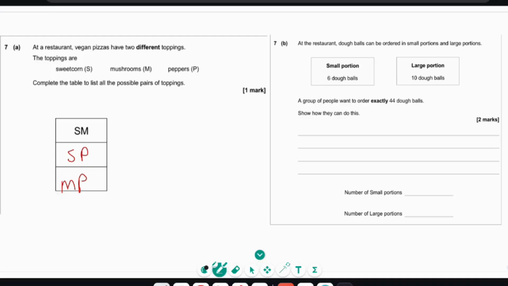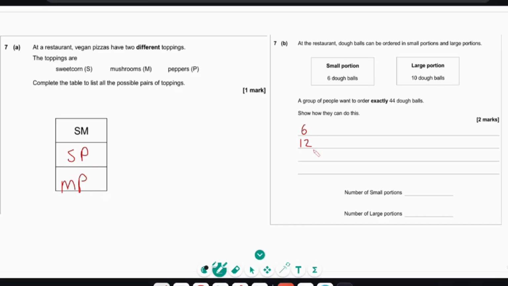Okay, so I want to get into a situation where I keep on adding the large portions of 10 dough balls. So I'm going to go with my 6 times table until I get a 4 as the last digit, if that makes sense. Hopefully you'll see in a minute anyway. So 6. If I add lots of 10s on top of that, I'm just going to get 46. That's not going to work.